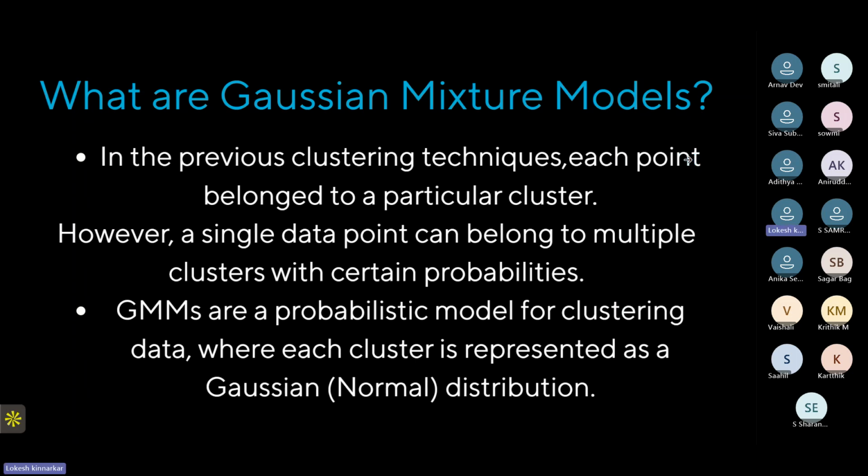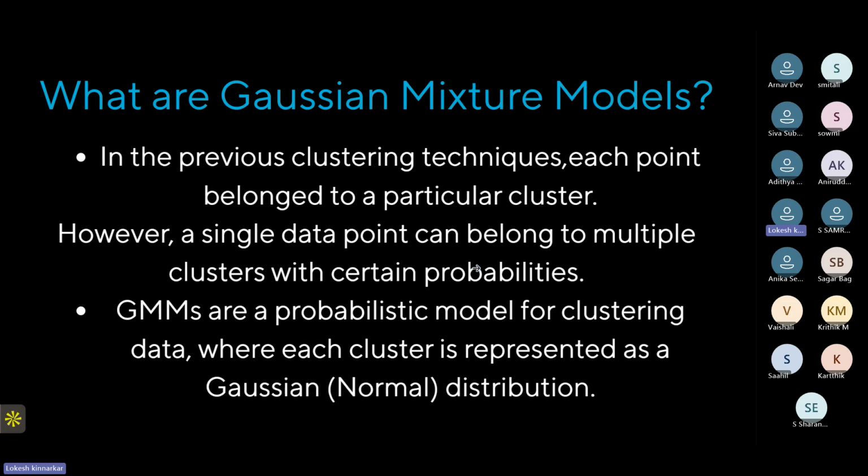I will be continuing with Gaussian mixture models and the expectation maximization algorithm. In the previous clustering techniques, we observed that after convergence, each point belongs to a particular cluster. However, there can be instances where a single data point can belong to multiple clusters with certain probabilities. For example, if you have two clusters, a point could be 70% part of one cluster and 30% part of another cluster. So GMMs give us the freedom for that.